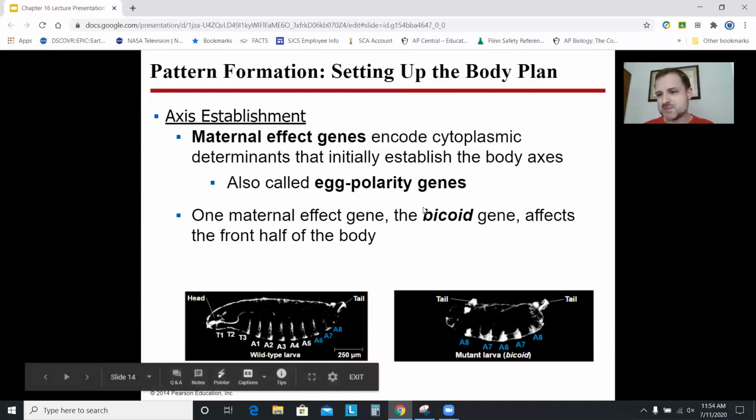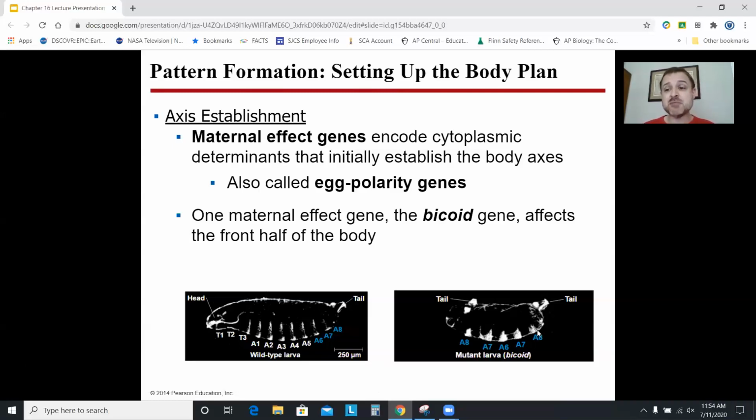You don't need to know specifically about the bicoid gene, but here I have the embryo, or the larva, sorry, of some kind of insect. T is thoracic, A is abdomen. You see the tail, this is normal. Here, the abdominal segments 8, 7, 6, 7, 8. Here I messed with a bicoid gene. So it doesn't change the abdominal segments, but it changes where they are, okay?